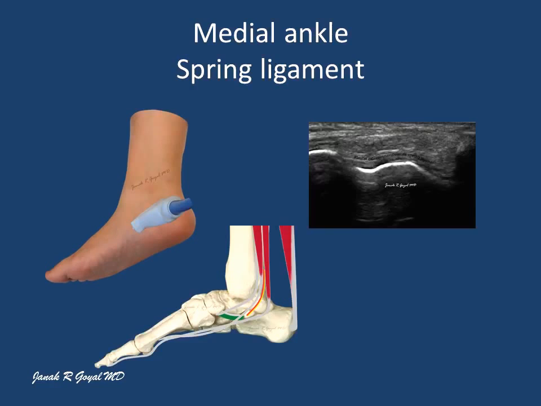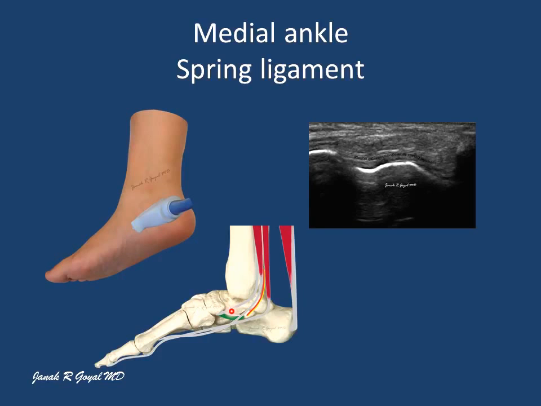While on the medial side of the ankle, let's examine another important structure, the plantar calcaneonavicular or the spring ligament. The spring ligament is attached to the anterior margin of sustentaculum tali and the plantar aspect of the navicular. The ligament has a fibrocartilage facet on the upper surface for the articulation with the head of the talus.